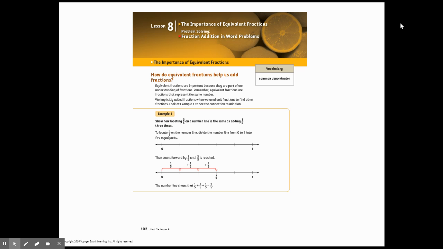Today we are on Unit 2, Lesson 8, and we're going to talk about the importance of equivalent fractions, especially when we're adding fractions together.